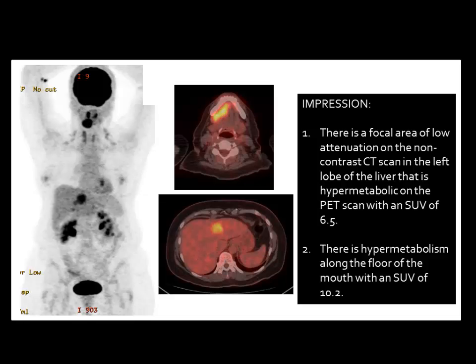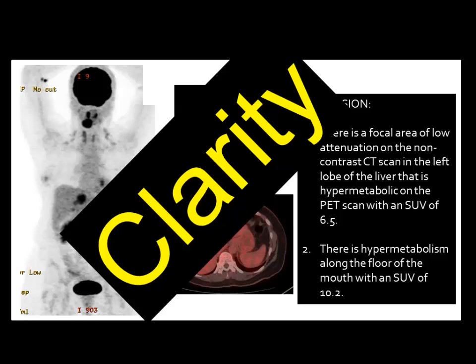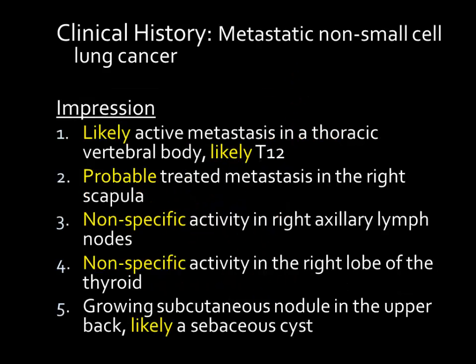There's hypermetabolism along the floor of mouth with an SUV of 10.2. If we think that that degree of activity and the configuration of the activity is such that malignancy is a consideration, then we need to come out and say, we think this is a primary malignancy of the floor of mouth. We think this is a hepatic metastasis. Those are diagnoses. Description of SUV is just that, exactly what it is, a description. And so again, illustrating lack of clarity, but this is something I do see with some frequency.